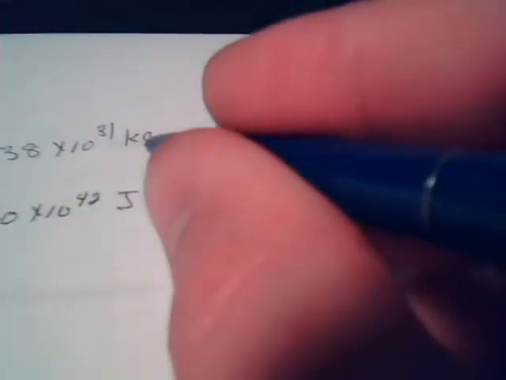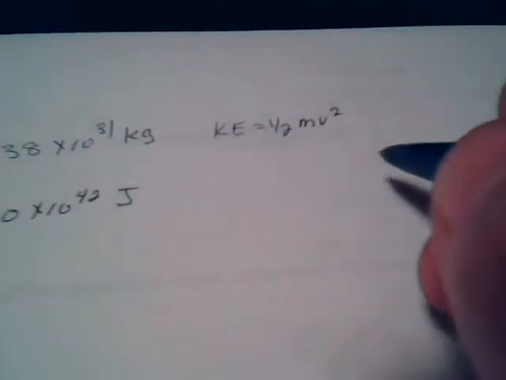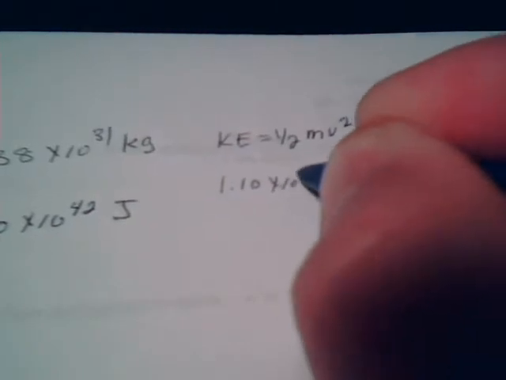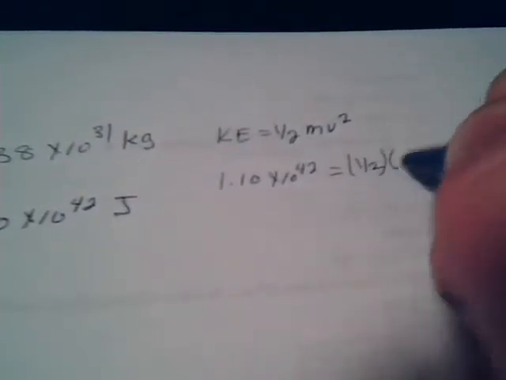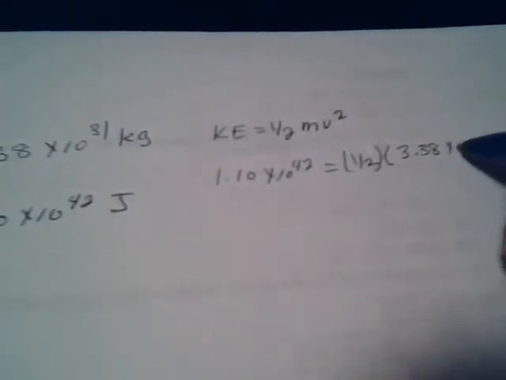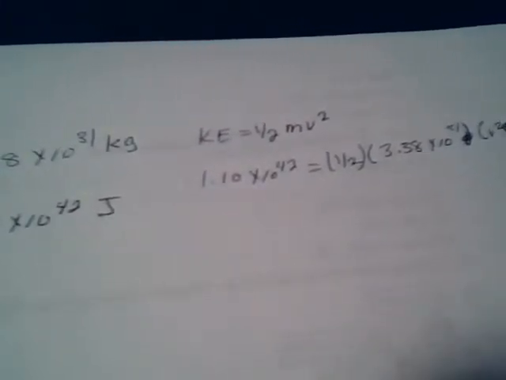All right, so 1/2 mass times velocity squared. We have a mass and we have a kinetic energy, so we're going to find a velocity. So this is a pretty simple algebraic problem. So let's start plugging in. Kinetic energy 1.10 times 10 to the 42nd is equal to 1/2 our mass, 3.38 times 10 to the 31 kilograms, we'll just leave that kilograms out, times velocity squared.